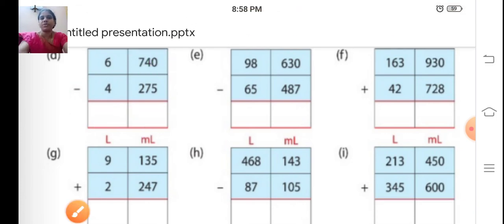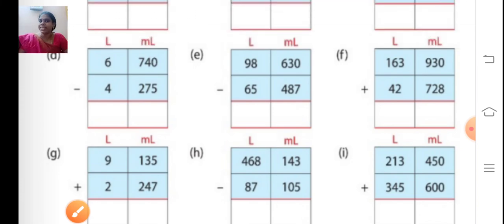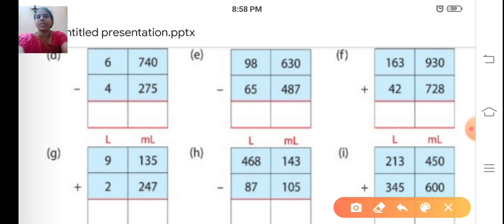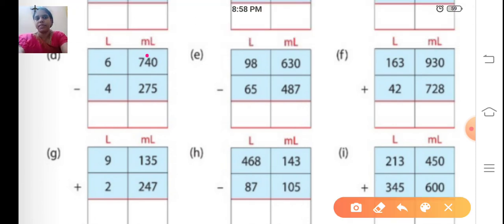So first we have to subtract the milliliters. Can you subtract 0 minus 5? No. So borrow 1. So 4 will become 3 and this will become 10. I'll repeat it one more time. This will become 3 and this will become 10, isn't it? So 10 minus 5 is 5.